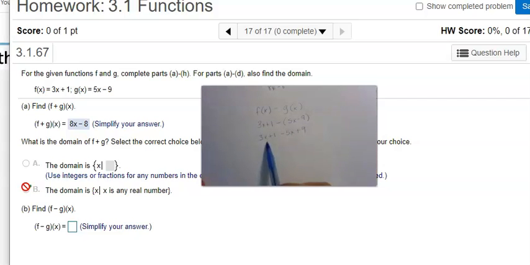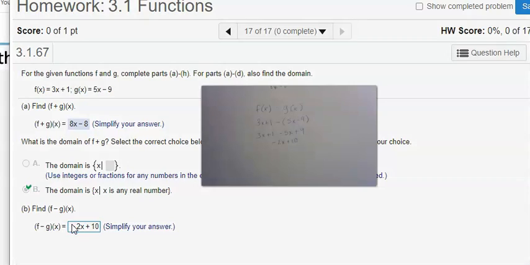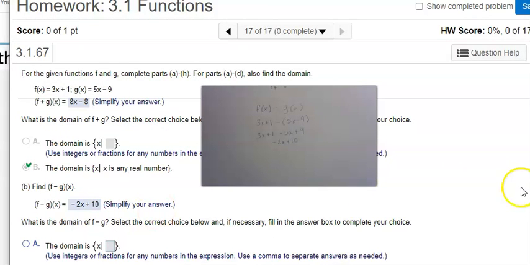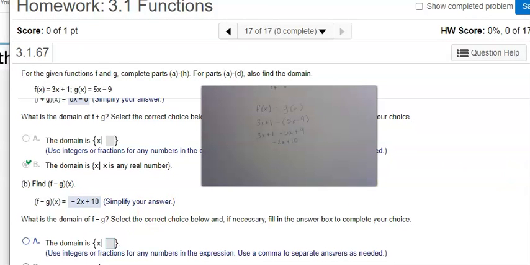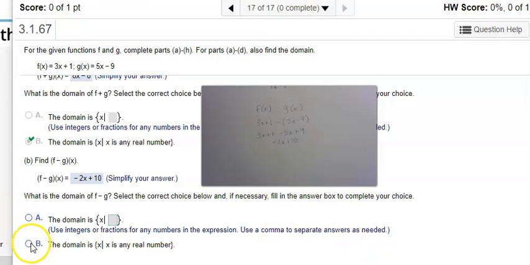And 3x minus 5x gives us negative 2x. 1 plus 9 gives us 10. So that would be negative 2x plus 10. And then same thing with the domain. It is all real numbers once again.